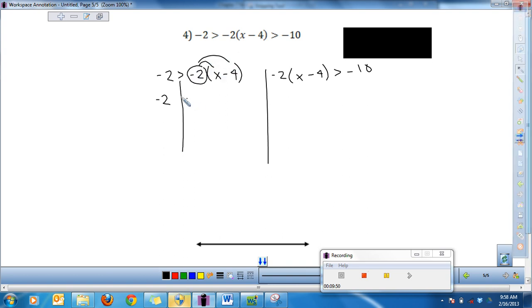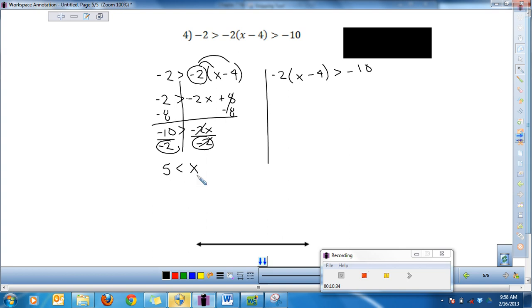So negative 2 times x is negative 2x. Negative 2 times negative 4 is positive 8. I need to get x alone, so first I'm going to subtract 8 from both sides. I have negative 10 is greater than negative 2x. Remember that these canceled out. I need to get x alone, so I'm going to divide both sides by negative 2. Negative 10 divided by negative 2 is a positive 5. I divided by a negative here, so I need to flip my inequality symbol. And these negative 2's cancel out, and I'm left with an x.